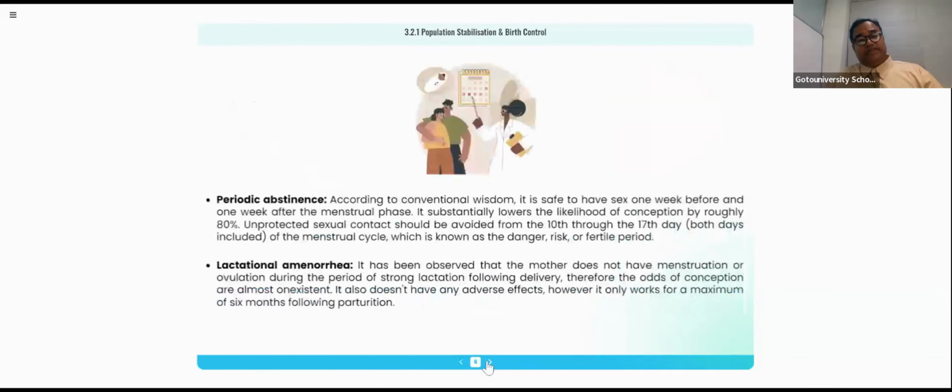Now we come to the next method, periodic abstinence. According to conventional wisdom, it is safe to have sex one week before or one week after the menstruation phase. What do you mean by this? Periodic abstinence indirectly explains that the couple can have intercourse before ovulation or after ovulation, but not during ovulation.